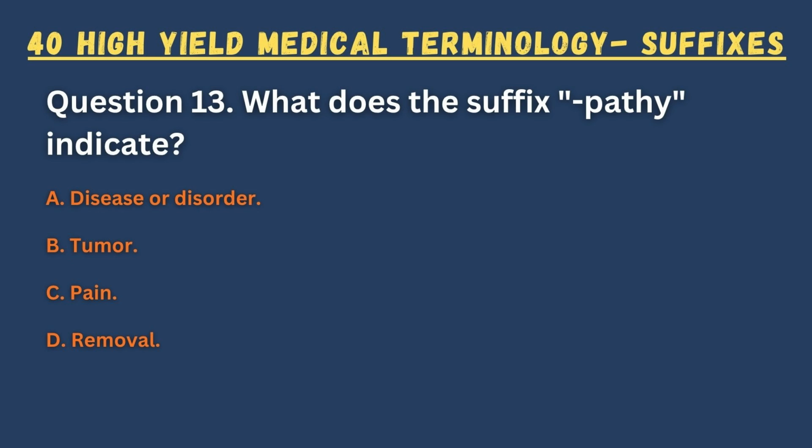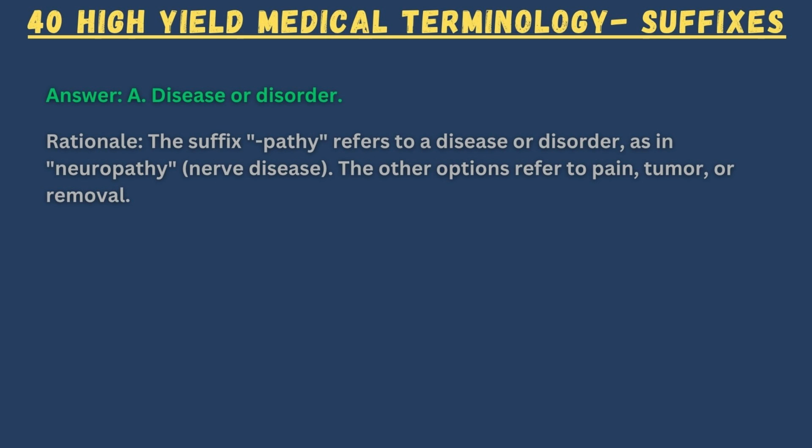What does the suffix -pathy indicate? A. Disease or disorder. B. Tumor. C. Pain. D. Removal. Answer: A, disease or disorder. Rationale: the suffix -pathy refers to a disease or disorder, as in neuropathy, nerve disease. The other options refer to pain, tumor, or removal.